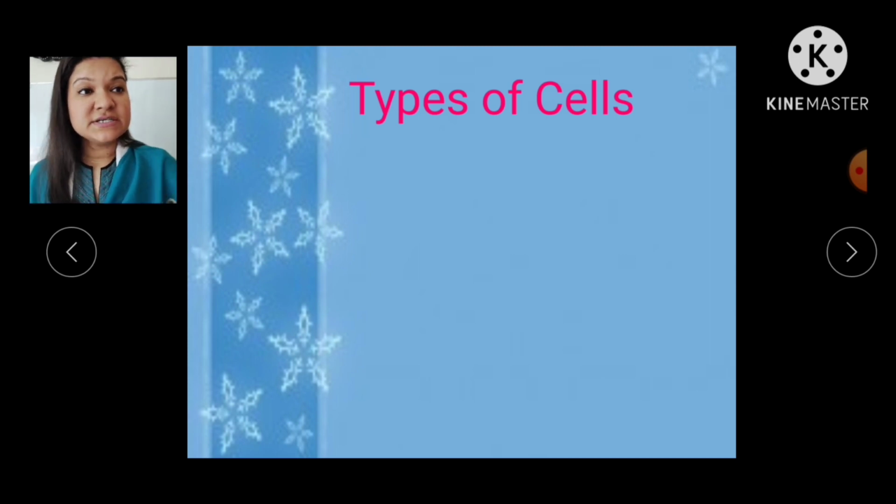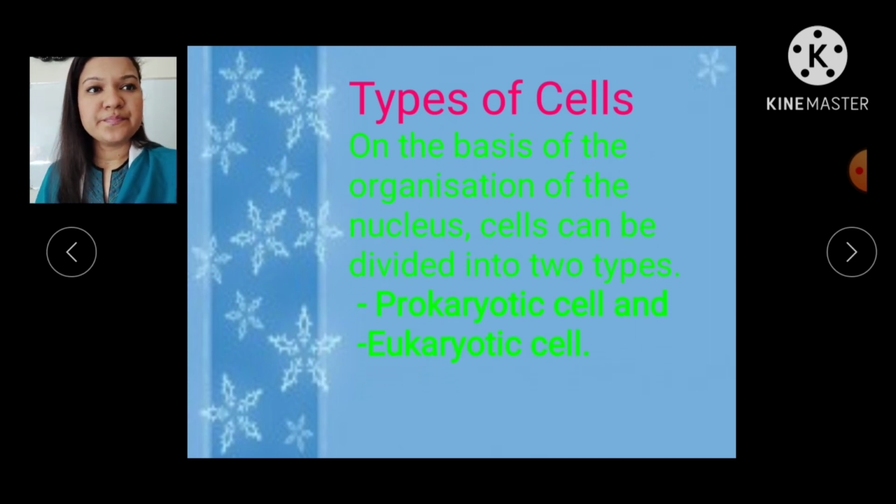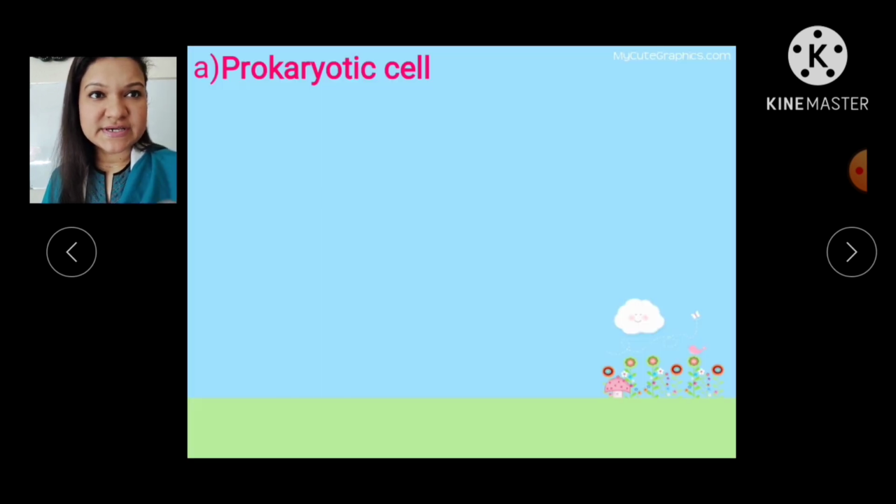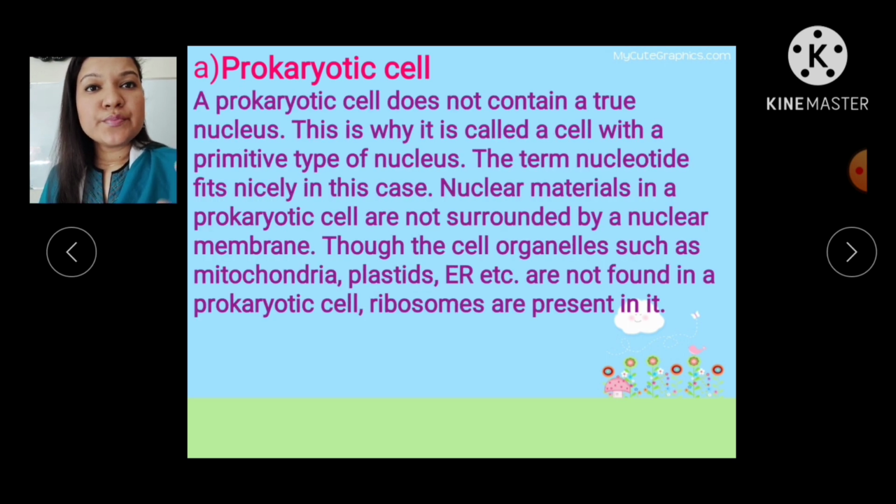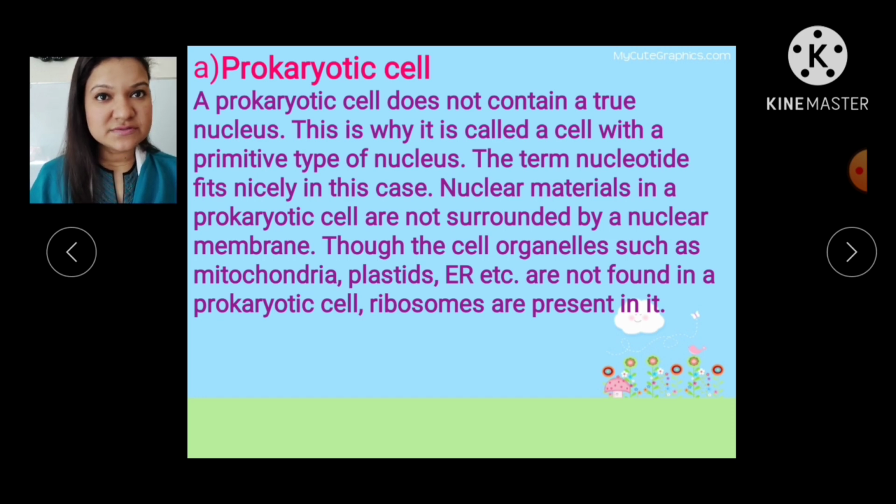And then the types of cell. On the basis of the organization of the nucleus, cells can be divided into two types, prokaryotic cell and eukaryotic cell. First, the prokaryotic cell. Pro means primitive and karyon means nucleus. So prokaryotic means a primitive type of nucleus is present in prokaryotic cells.